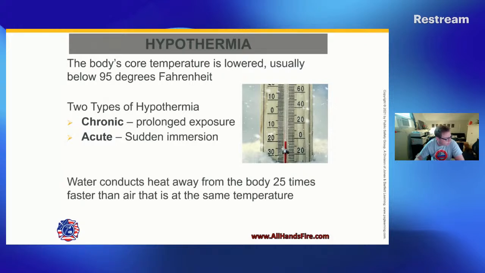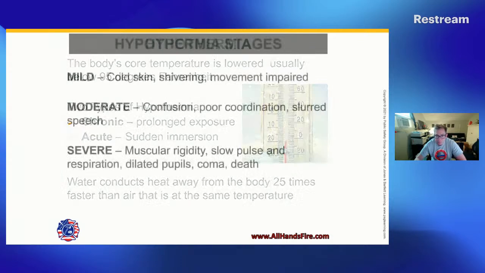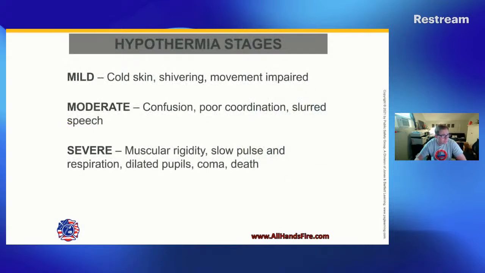When we talk about chronic versus acute, when the person loses heat in their house and they sit there for 2 weeks in the cold and then they die, what is that? Chronic or acute? Yeah, that prolonged exposure versus the sudden immersion, the acute hypothermia. Stages: mild cold skin, shivering, movement impaired; moderate confusion, poor coordination, slurred speech; and severe, that muscular rigidity, slow pulse, respiration, dilated pupils, coma, and death. Super important to have ALS for hypothermia.